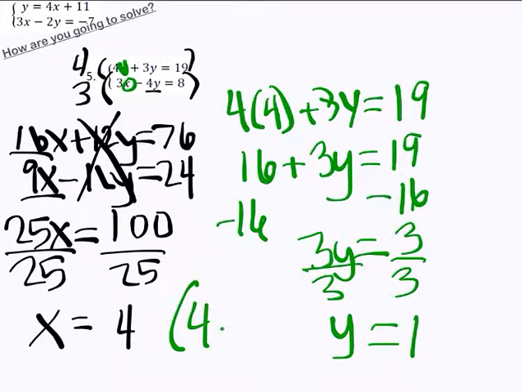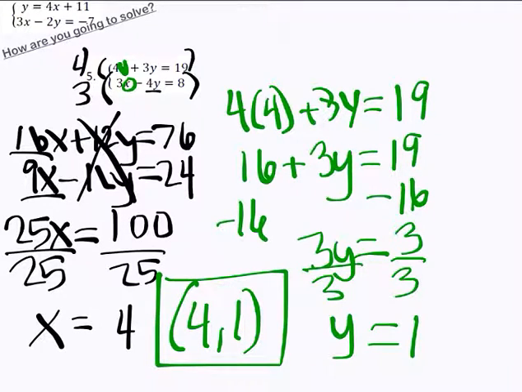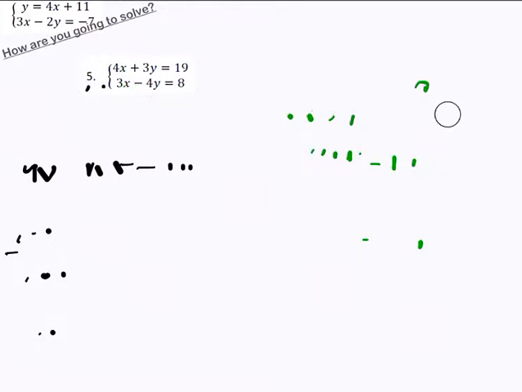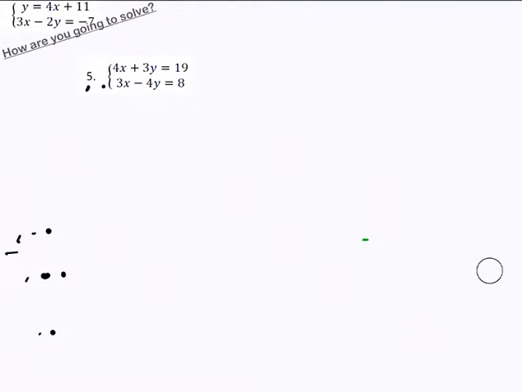So then I have the coordinate point 4, 1 as my answer for number 5, which I think was an answer to one of our other problems too. Cool, I think, maybe not. Okay, so let's go ahead and take a look at number 6.